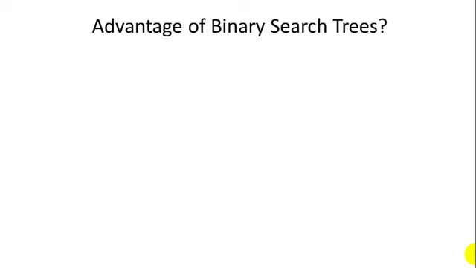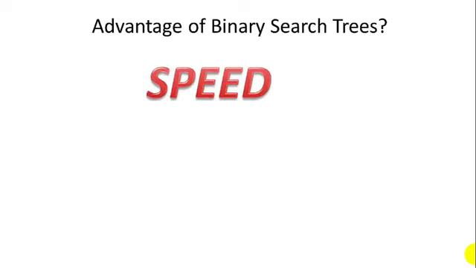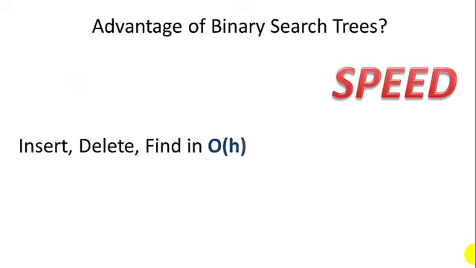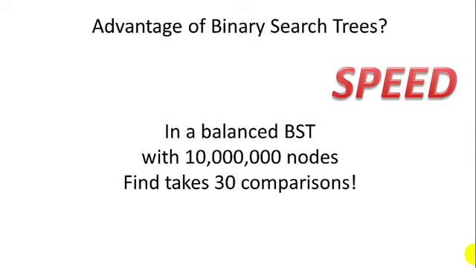So the advantage of binary search trees? Speed. We can insert, delete, and find in big O of h speed, which is big O of the height of the tree. That means that in a balanced binary search tree with 10 million nodes, find, insert, and delete operations take only on the order of 30 comparisons, which is incredibly fast. That wraps up our introduction to binary search trees.